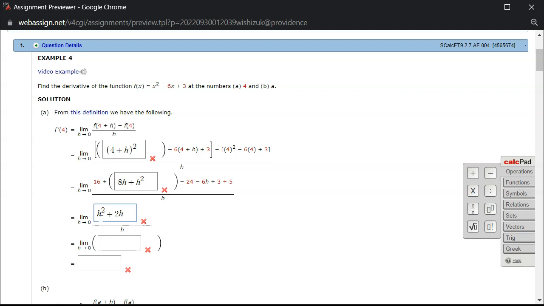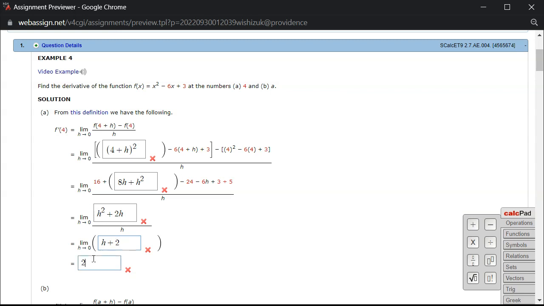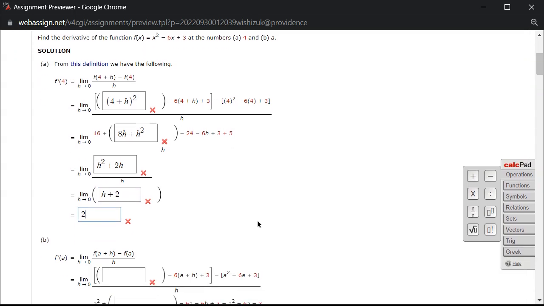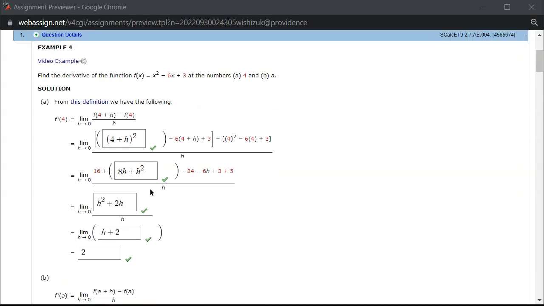Then you can cancel out the h's here, so you're left with h plus 2. Then as h goes to 0, it approaches 2. Let's check the answer. All right, I came back and it looks like we got part A correctly.